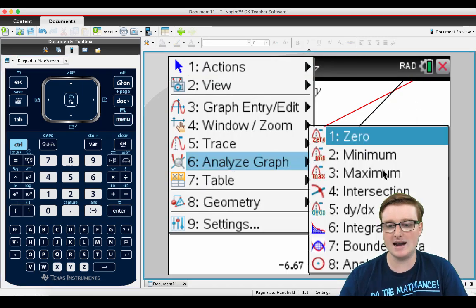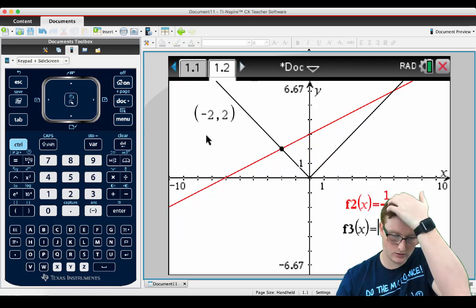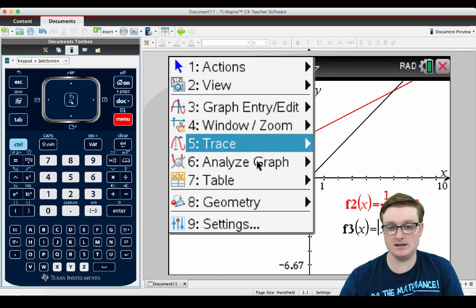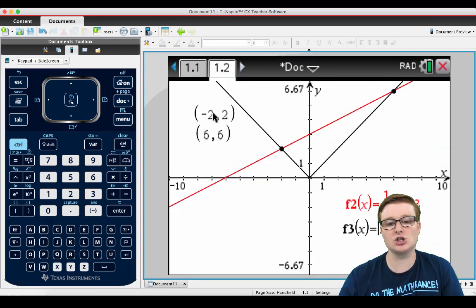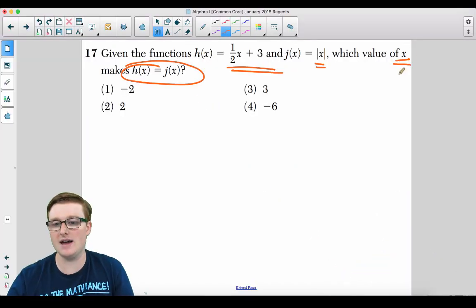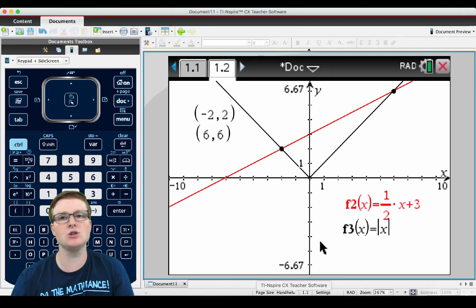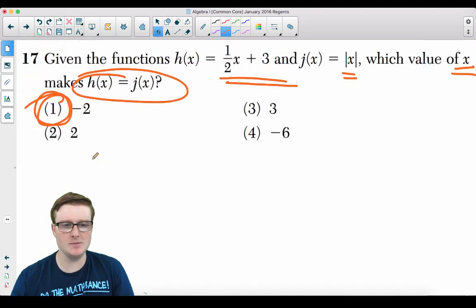So go to Menu, Analyze Graph, Intersection, click. So the x value is -2 that intersects, and over up here, so your answer is either -2 or 6. Now, when it says the value of x, we're only looking at the x value, so -2 or 6. And your answer is -2. Choice 1. All right. Not too bad of a question. Just go ahead and graph it in your calculator, and you're good to go.